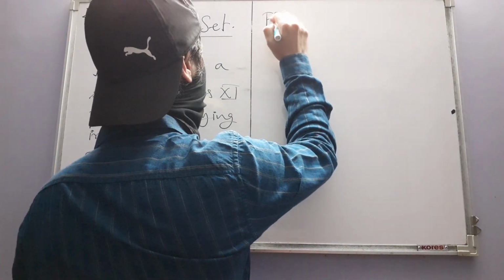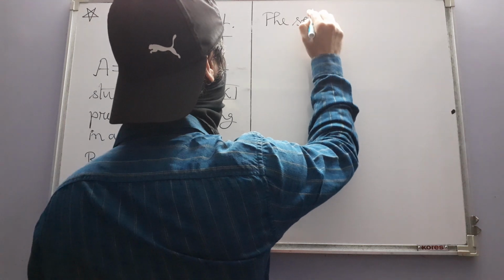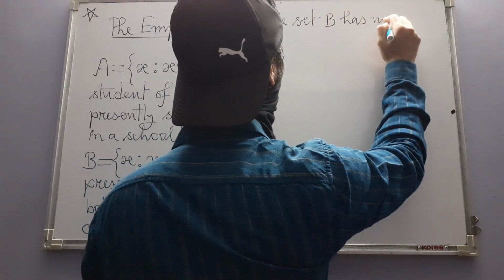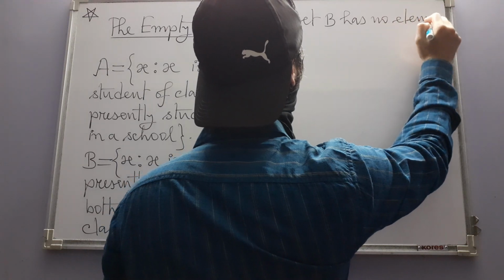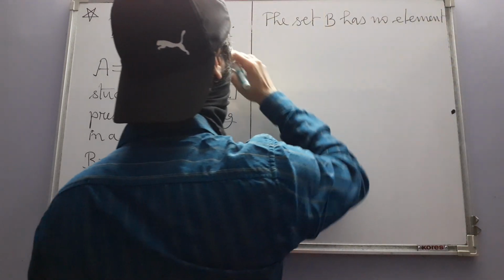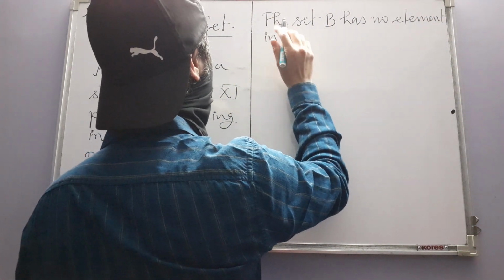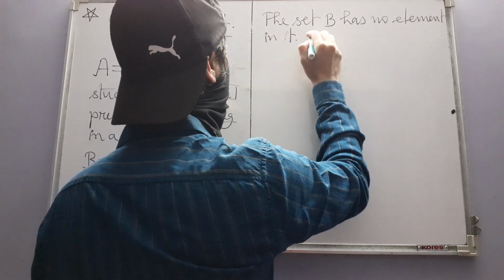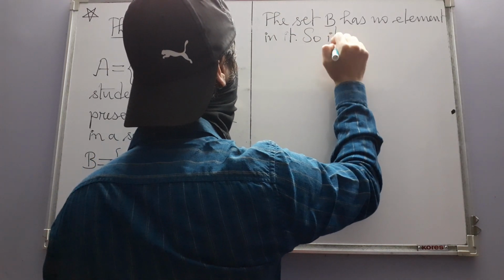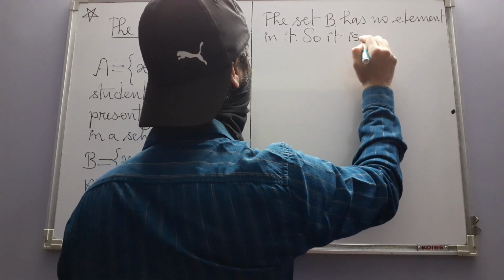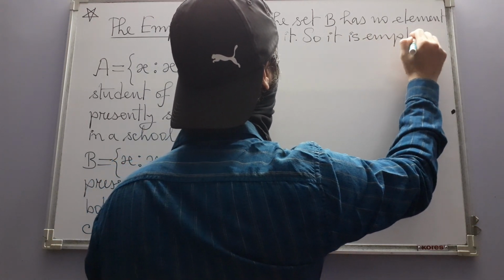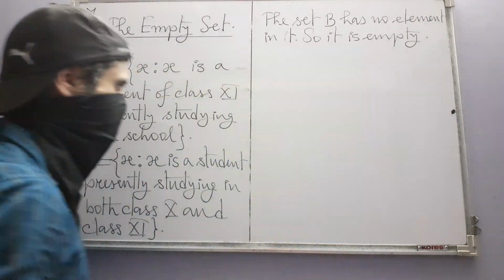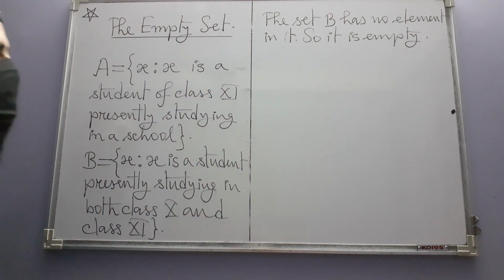The set B has no element in it, so it is empty, and with this idea we have our first definition of today.